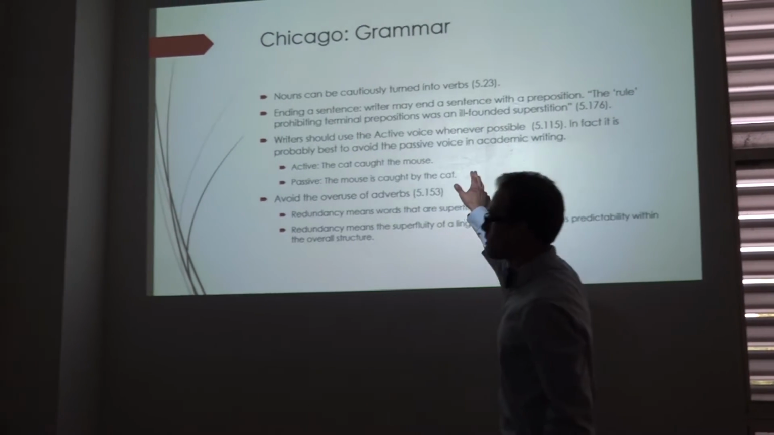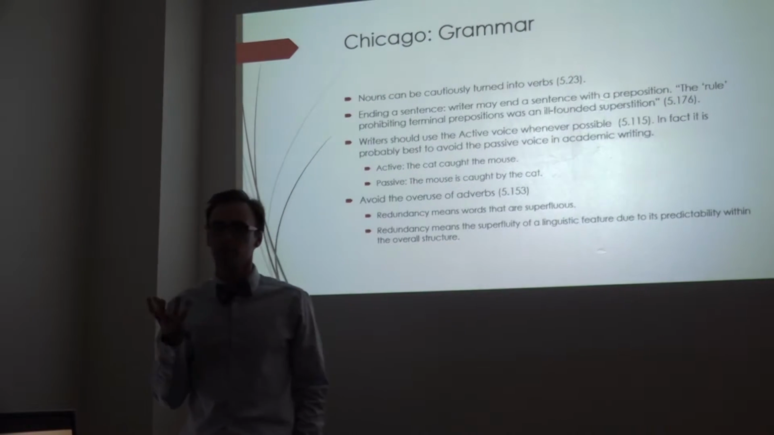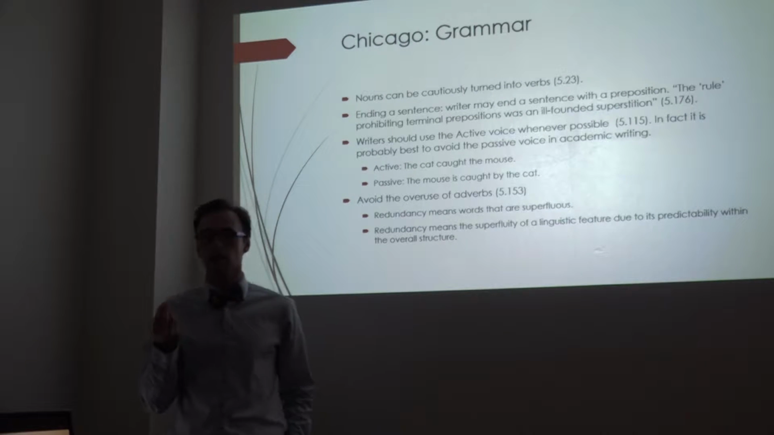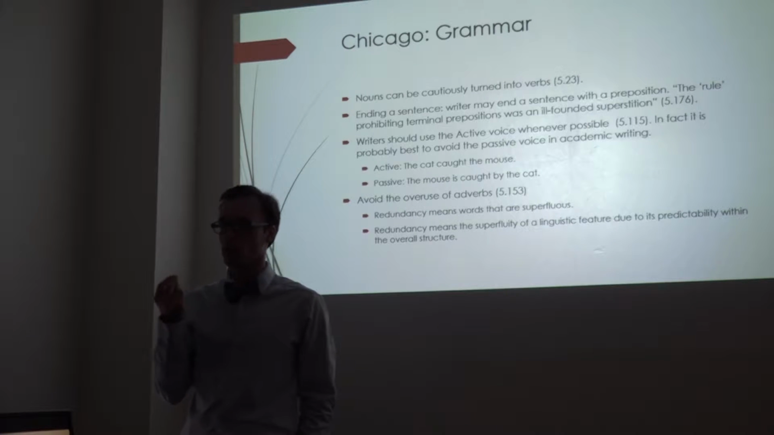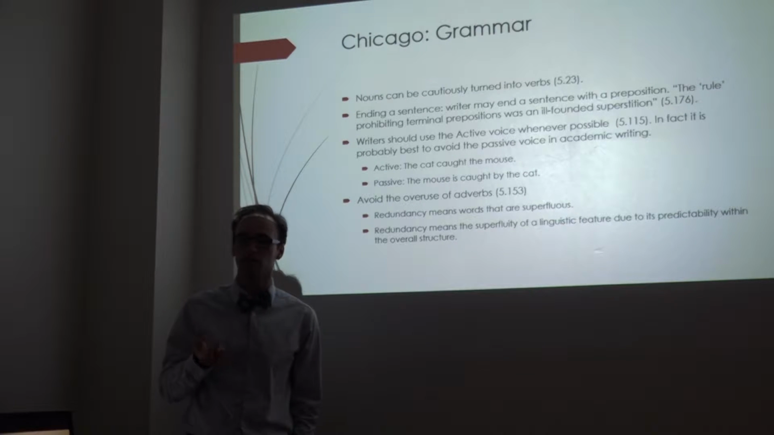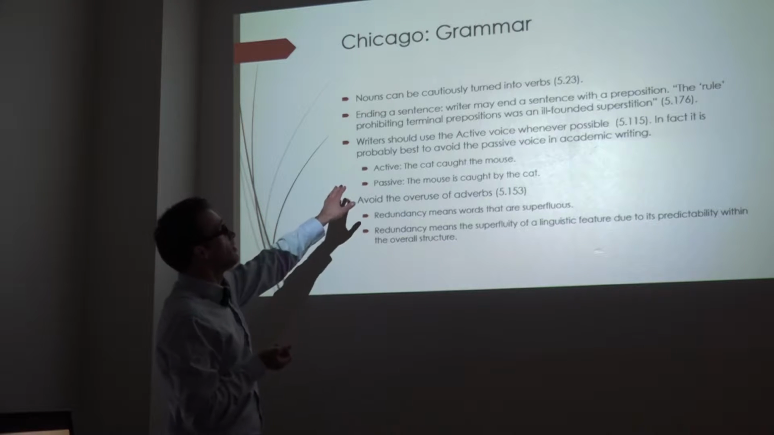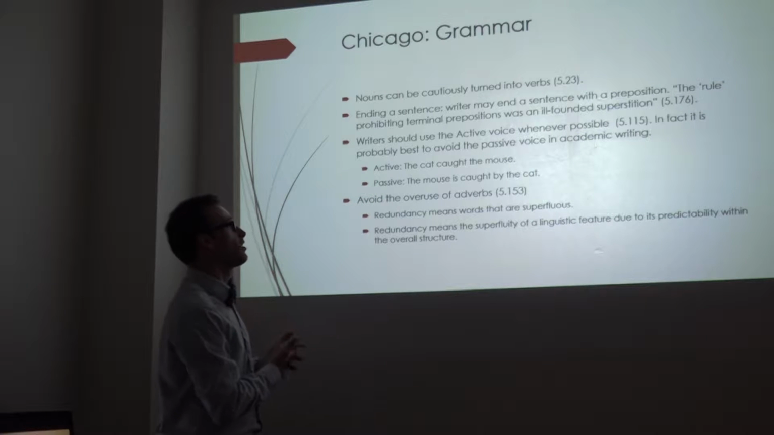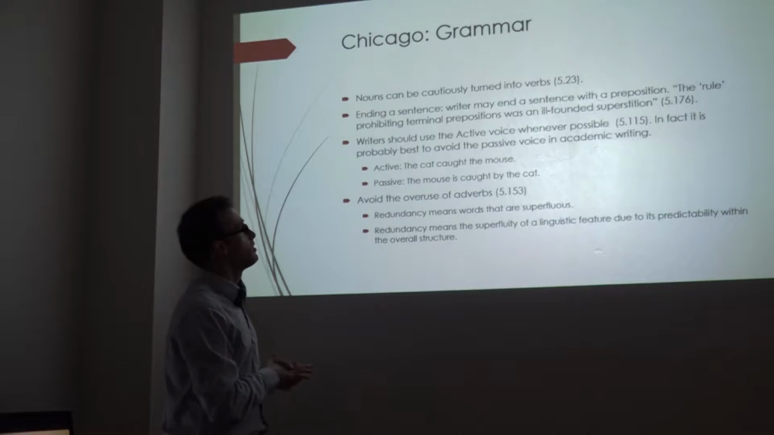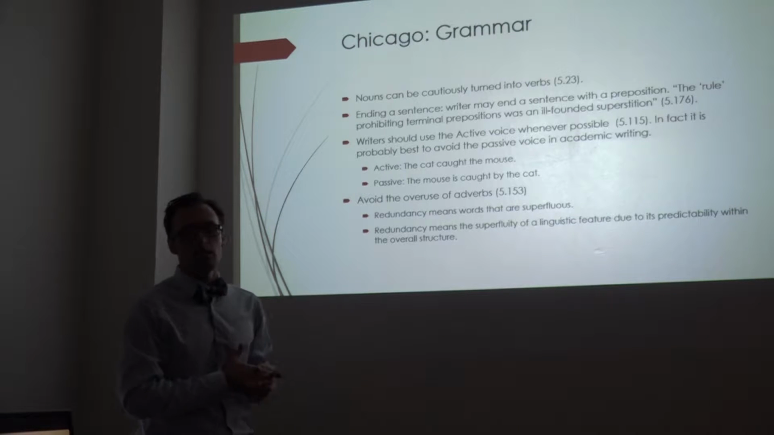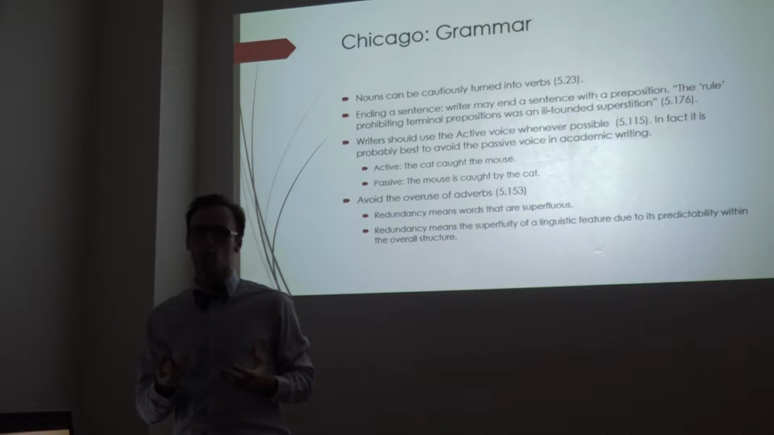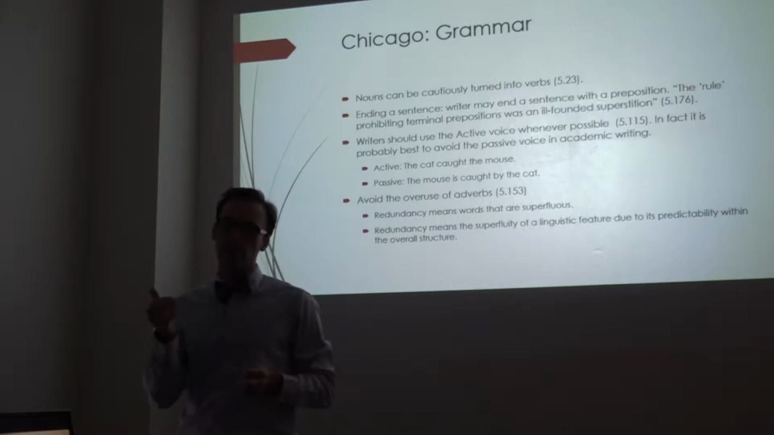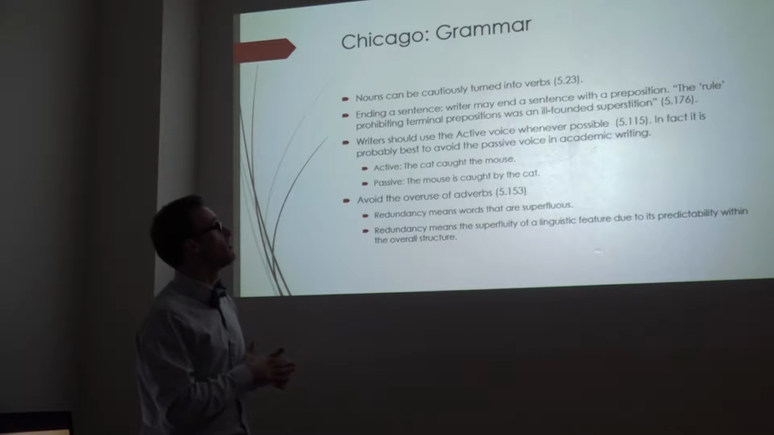Writers should use the active voice whenever possible, and I can't stress this enough: using the active voice is much more preferable, not only in academic writing, but for the Dissertation Manual, using active voice is the standard. An example of this, in active voice: the cat caught the mouse. Passive voice: the mouse is caught by the cat. That passive voice is just more of a mouthful, it's more roundabout. With active voice, go ahead and state it.